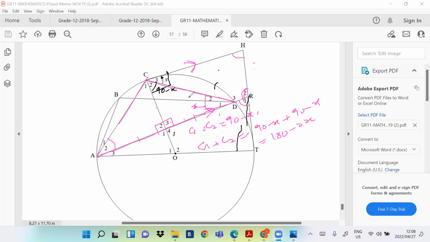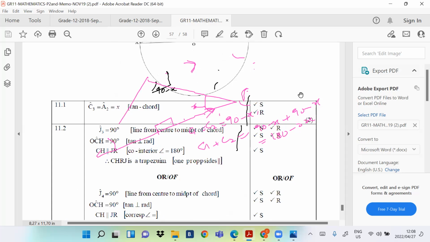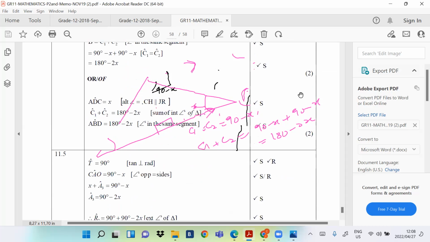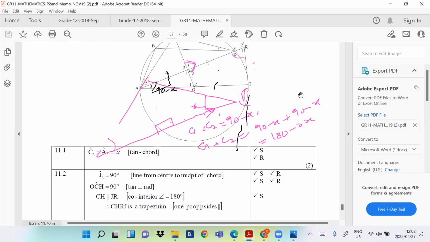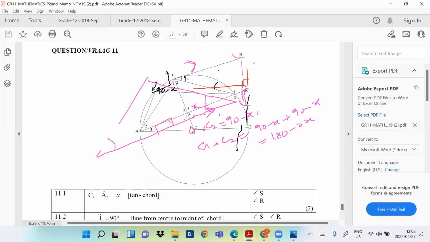Okay, let's look at that, because now I'm looking at the time and I need to do other things. Let's see. T is 90. Where is T? Yes, this is 90. Remember this one. This is 90 because tangent and radius, right? I think now we have the answer.